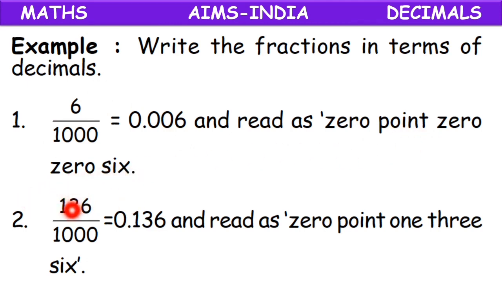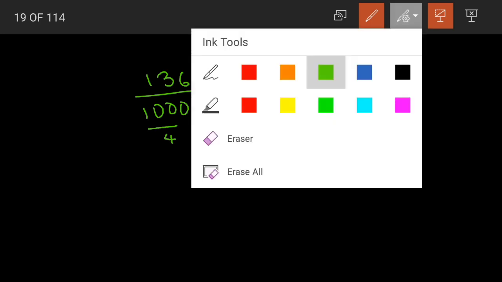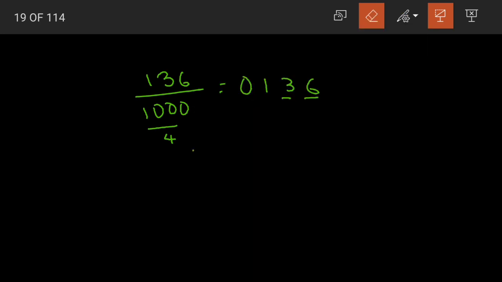Example 2, 136 divided by 1000. Again the numerator is 136, the denominator is 1000. How will we write it in the decimal form, children? If you look at the denominator, it is having 4 digits, but the numerator is having only 3 digits. So first we write it as it is, and for the 4th digit here we'll place a 0 to the left side of the given whole number. Now our number is 0136.